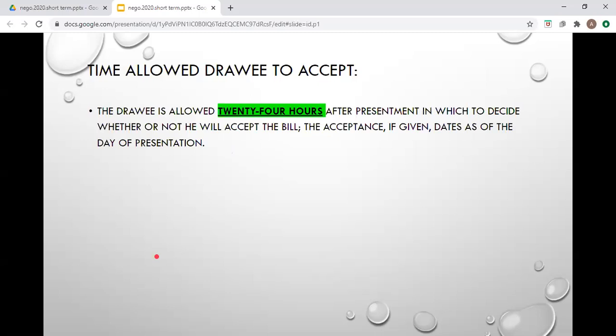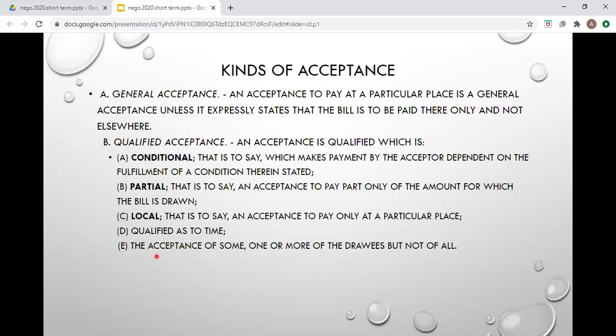And then time allowed, yan, 24 hours. And if he did not communicate his intention not to accept it within 24 hours, the presumption is that there has been constructive acceptance. What are the different kinds of acceptance? Well, ito, your general acceptance, acceptance to pay at a particular place, okay? And then qualified acceptance. Yung general acceptance, the acceptor here will bind himself in the instrument without any qualification. Kung ano yung nakasulat sa face ng bill of exchange, yun din yung extent ng kanyang liability.